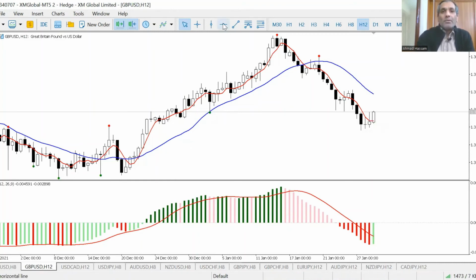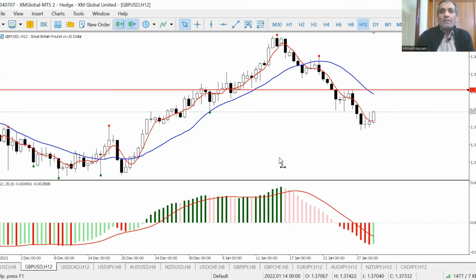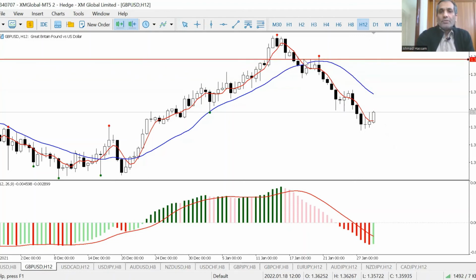Let me show you this. This is that resistance. See, price would never break this resistance. You can be wrong also, here also. See, you could have used this thing as a support and resistance level, right?